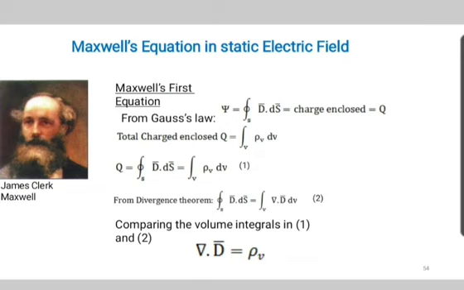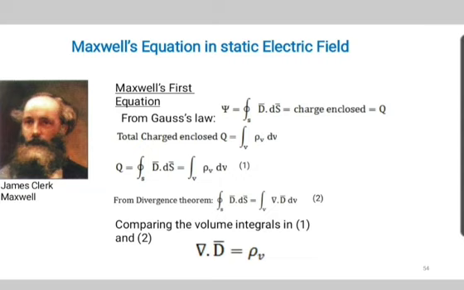So Maxwell's first equation comes from Gauss's law. We can write this equation as the integration of D bar dot dS bar, which is equal to the charge enclosed, Q. From Gauss's law, the total charge Q is the integration of rho v into dv. And from the divergence theorem, the equation is given. So we compare equations 1 and 2 and we get del dot D bar is equal to rho v.